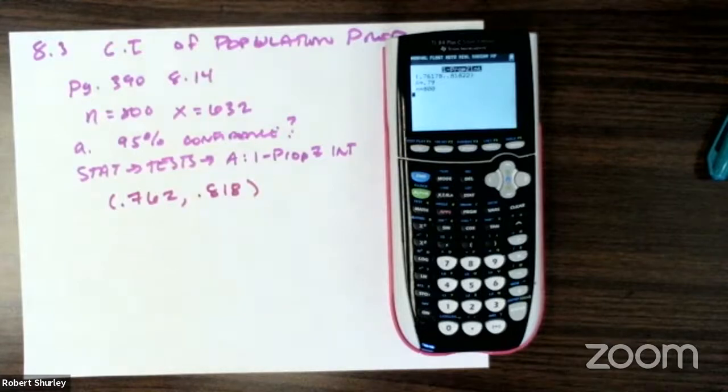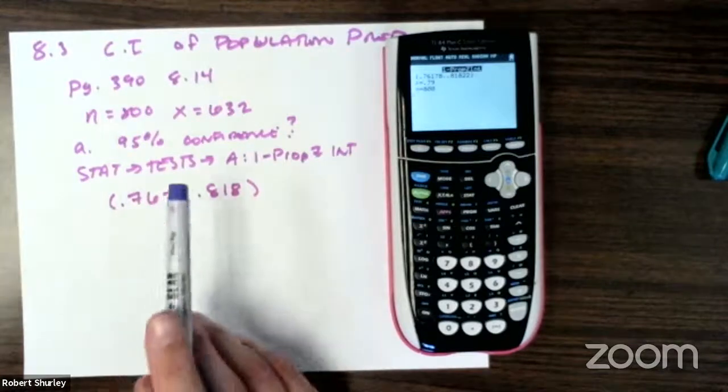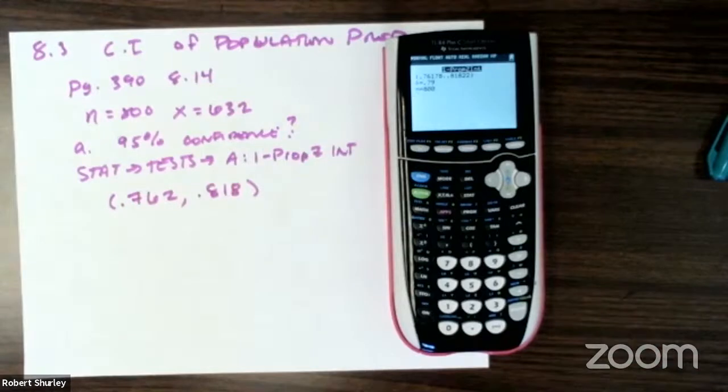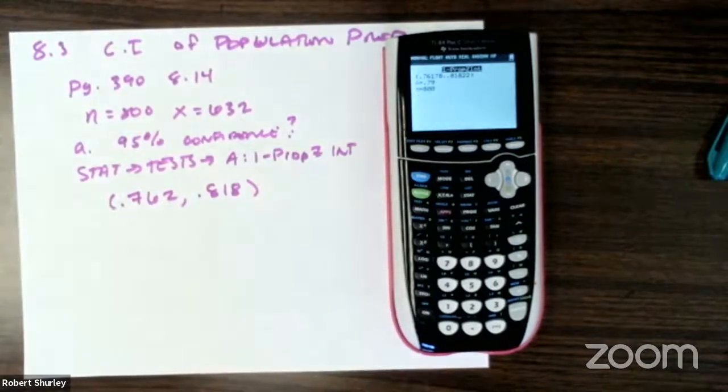And that's exactly what they get. Like on the next page, their step 4 is 0.762 to 0.818. Now remember, these are proportions. So it's saying we're 95% confident that the proportion of parents who believe that music education has a positive effect is between really 76.2% and 81.8%. It's about proportions, so these are percentages of parents that believe this education is important.